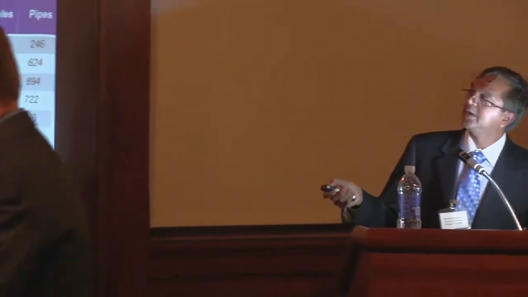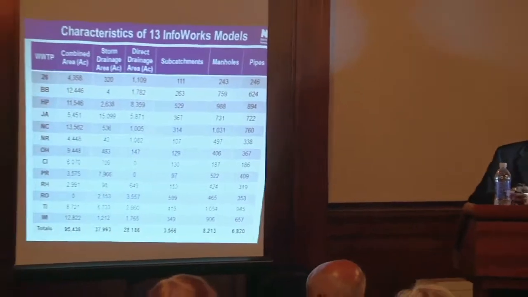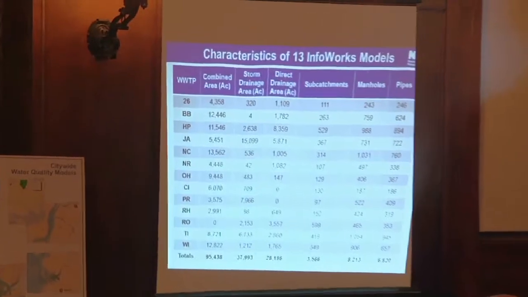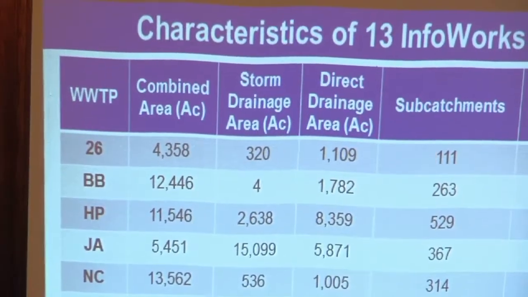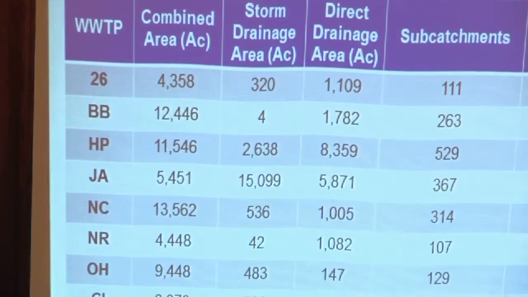And a little bit more on the characteristics of these 13 different models: what they include as the combined sewer area, storm drainage area, direct drainage area, and how many smaller pockets of land are driving the runoff generation process and then getting into the sewers and so on. If we want to discuss some of these details later on, we can.